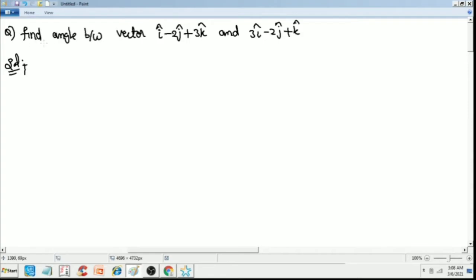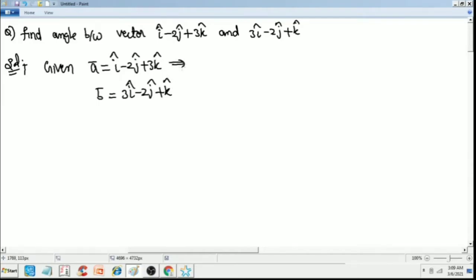Given question: find the angle between the two vectors. Let us say given vector A bar is i minus 2j plus 3k and B vector is 3i minus 2j plus k. So find the magnitude first. A magnitude is root over 1 square, i coefficient square plus j coefficient square plus k coefficient square. 1 square is 1, plus 2 square is 4, 3 3s are 9. From here, root 14.